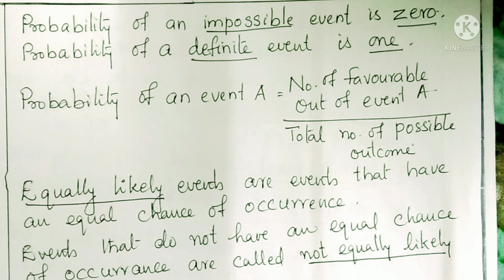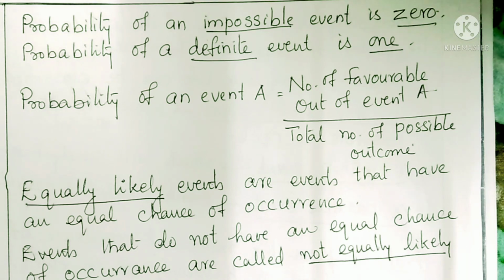Similarly, if you take a coin and toss it, the probability of staying in the air is 0. When you throw a dice up, the probability of getting a number 7 or 8 or more than 6 is impossible.